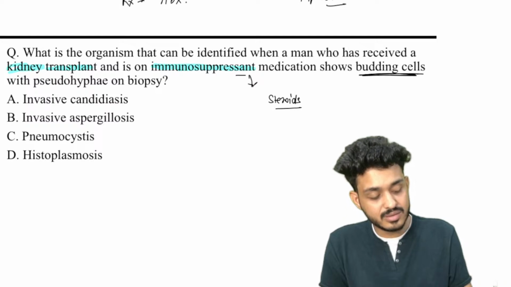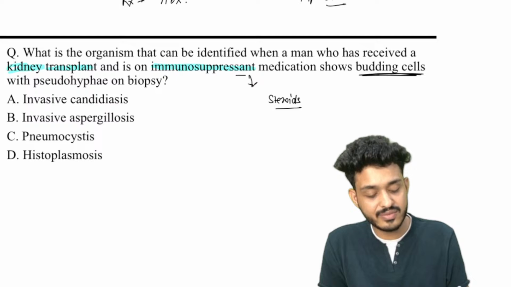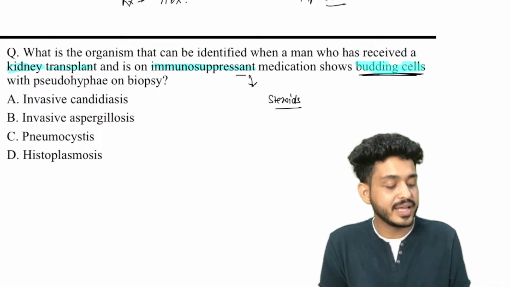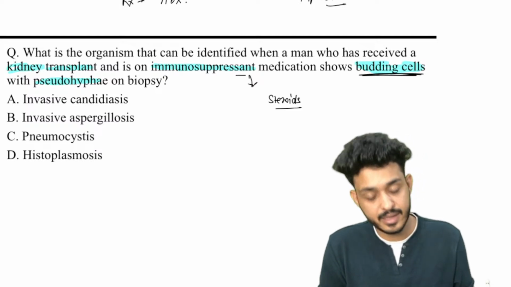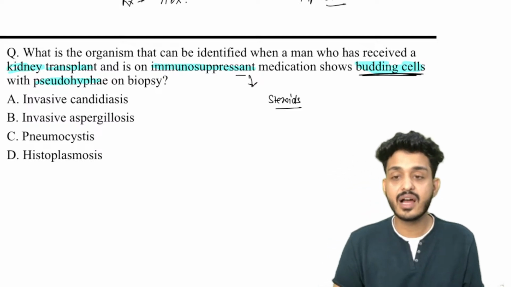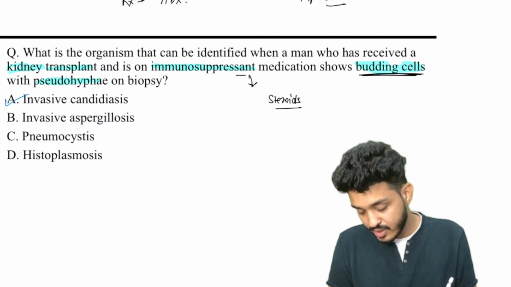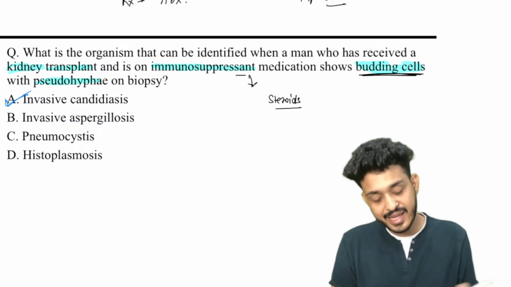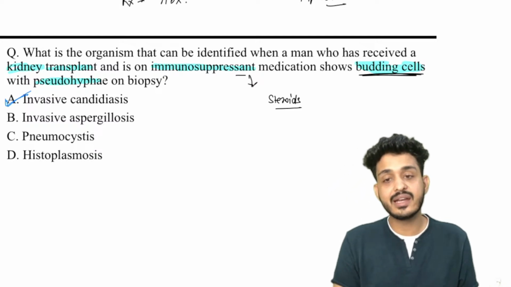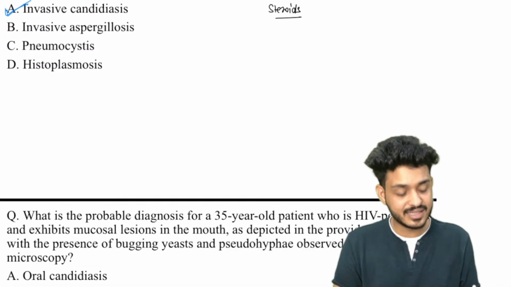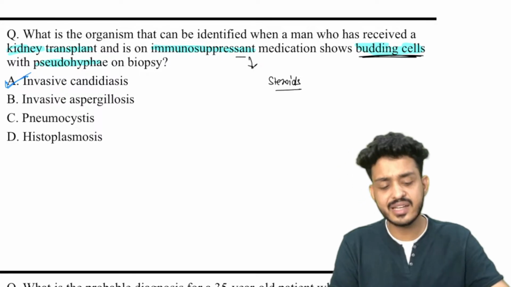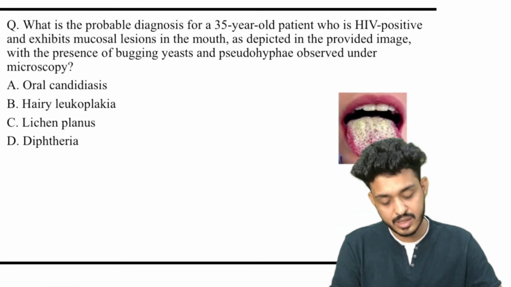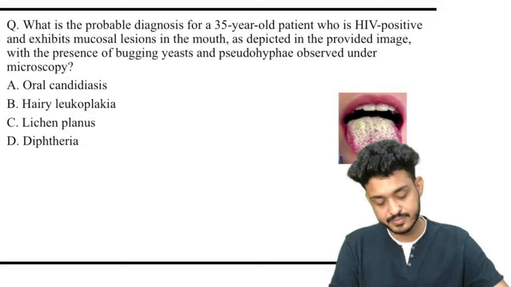Now the histopathology, the things that we are seeing on the biopsy, what we are finding: budding cells are there, and we are also finding pseudohyphae. Budding cells and pseudohyphae are the feature of, very good, everyone is answering, that is A, that is invasive candidiasis. Let's discuss candidiasis, guys. Look here. What is candidiasis? Try to solve this one also, then we will discuss candidiasis.